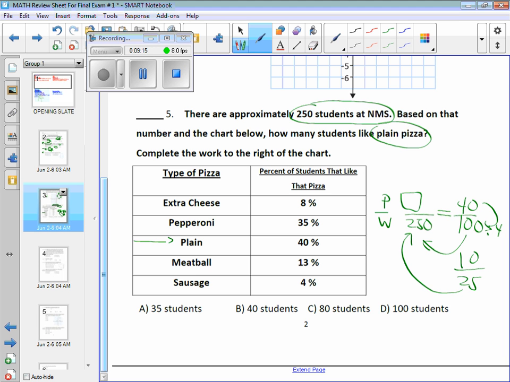25 times what gets me 250? Times 10. 10 times 10. Everybody out loud, and that's our answer, D, 100. It is a multi-stepped question. Okay, and I know a lot of kids had trouble with that.